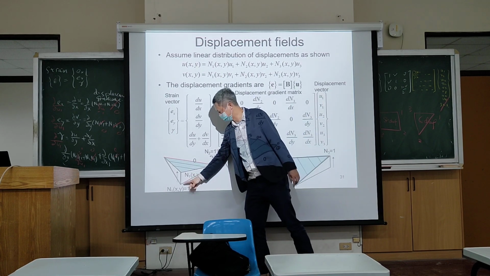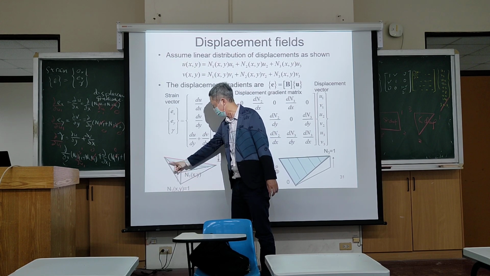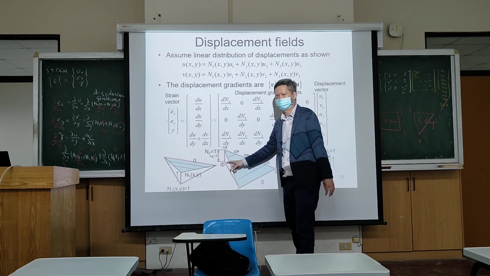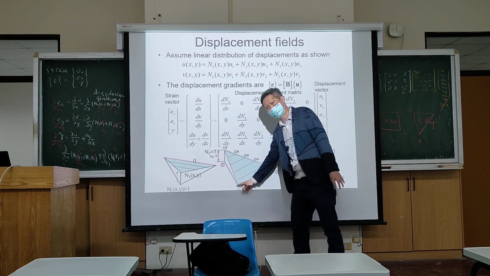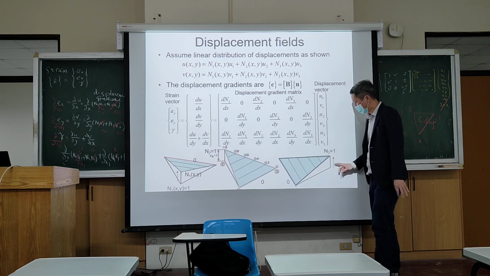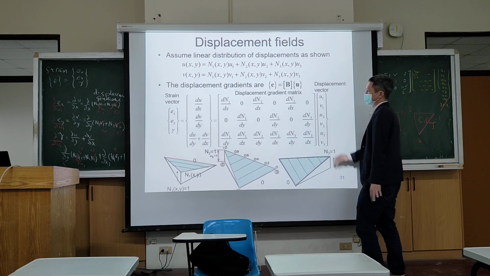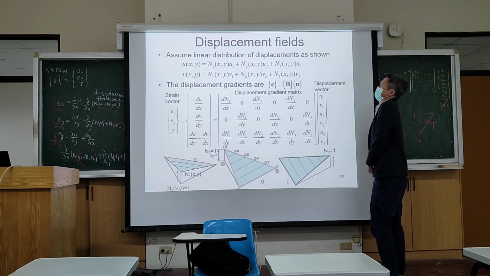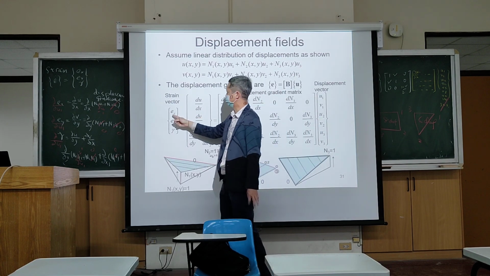So for node 1, N1 is 1 at the local point, but N1 is going to be 0 at the opposite nodes. Likewise, shape function 2 is going to be 1 at node 2, but 0 at nodes 1 and 3. And shape function 3 is going to be 1 at node 3, but 0 at nodes 2 and 1. Okay, so that's the idea of shape function. Given that definition, you can then do the expansion like that, and later you can do the differentiation of strain.